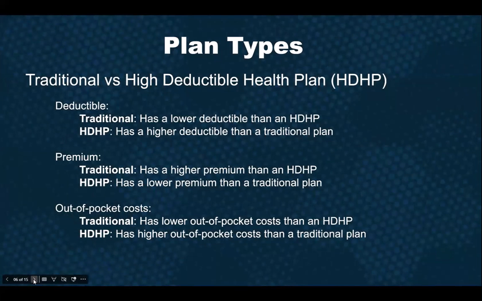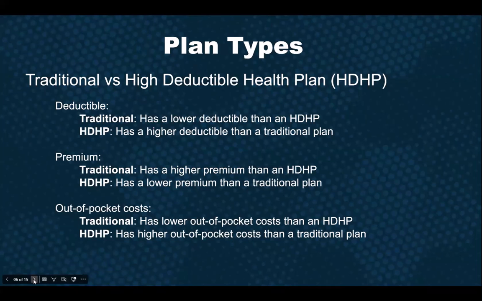So there's two basic different plan types: a traditional plan and a high deductible plan. These are structured somewhat by the IRS and the Affordable Care Act. But here are the three main differences between your traditional and your high deductible plan. With regards to the deductible, a traditional plan is going to have a lower deductible than your high deductible plan. Makes sense. That's why we call it high deductible, right? The premium for a traditional plan is going to be higher than what you will see on the high deductible plan. And the out-of-pocket costs on the traditional plan are going to be lower than what you experience on a high deductible plan.